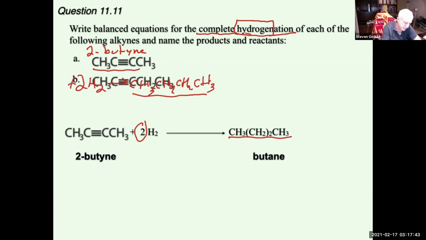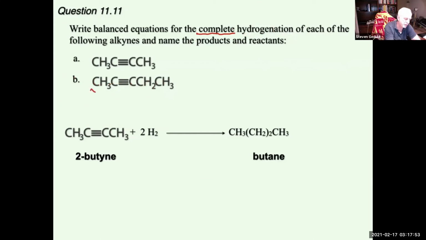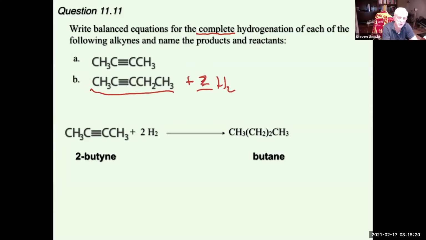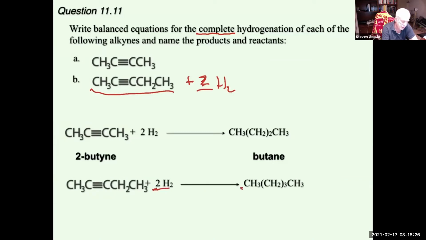Second one. Let me get some of these marks out of the way so you can see it. Okay, so this is a compound now. How many molecules of H2 am I going to need for complete hydrogenation of B? Plus how many H2s? 2, perfect, same as before, right? We're going to need 2. Okay, so here's the reaction. It's 2 hydrogens. Here's our product. Here's our reactant. What's the name of the reactant?